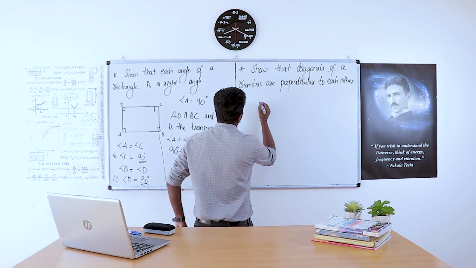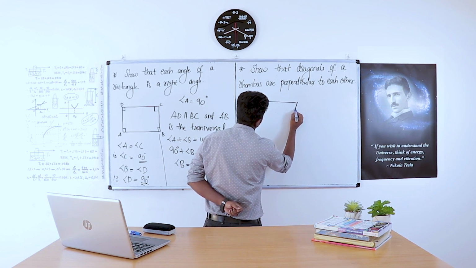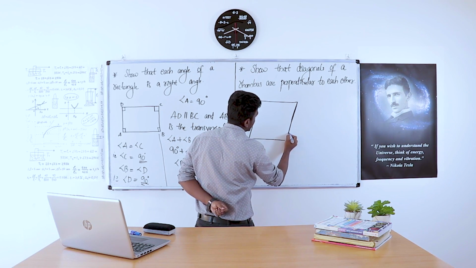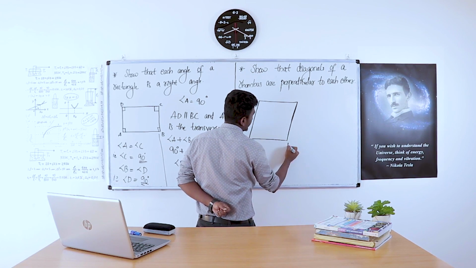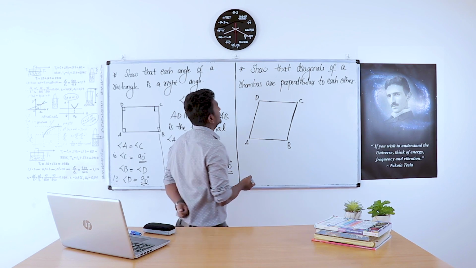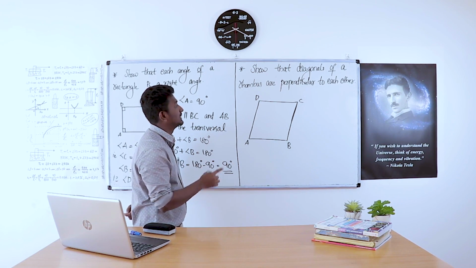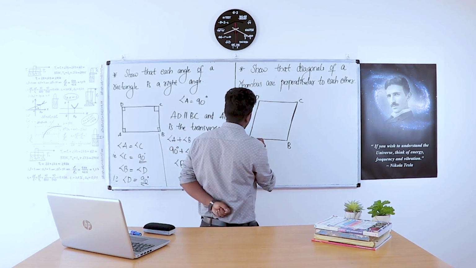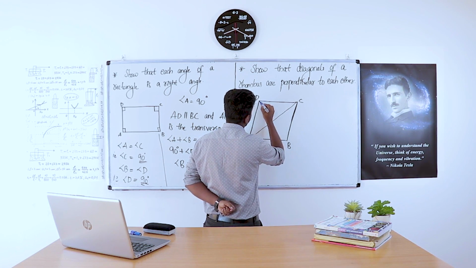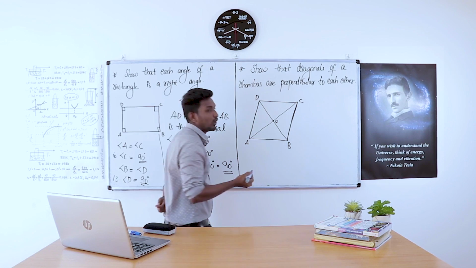So consider a rhombus first. And this is our rhombus, and giving it name A, B, C and D. So we have to prove the diagonals of this rhombus are perpendicular to each other. So draw two diagonals, AC and BD, and the meeting point of these diagonals is taken as O.